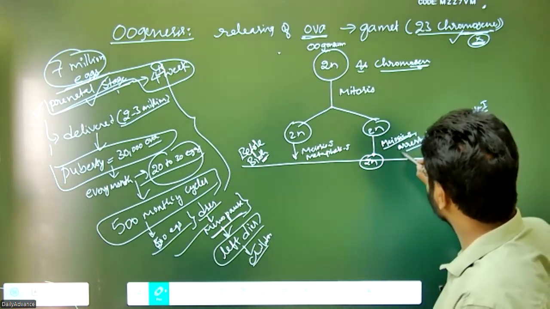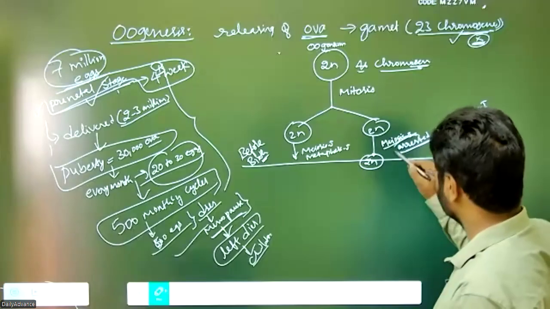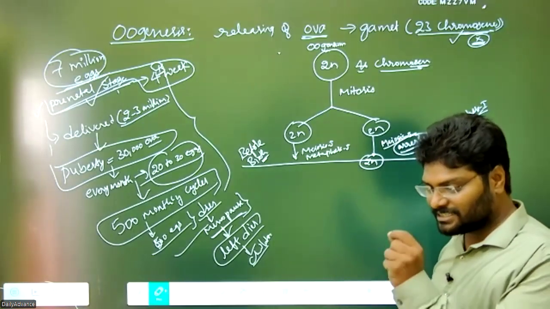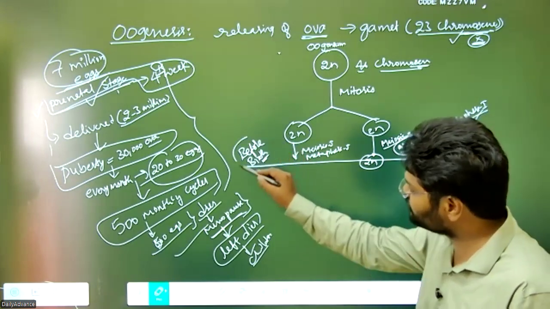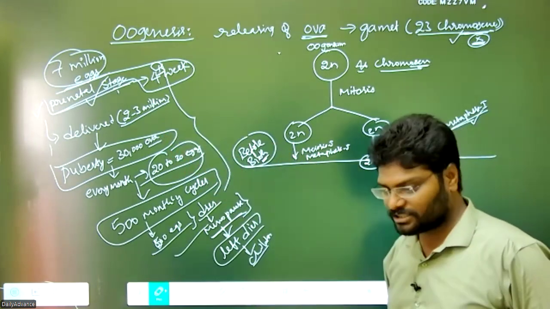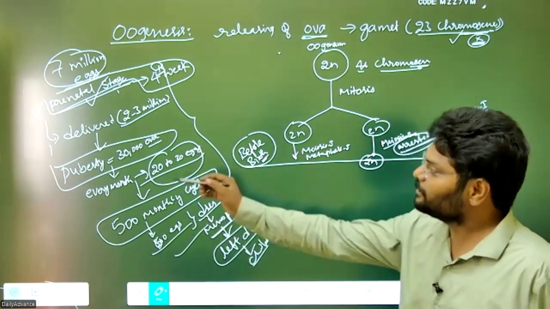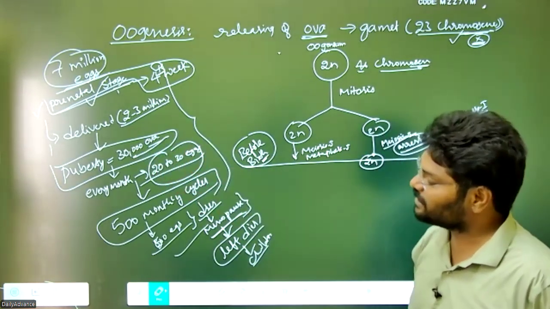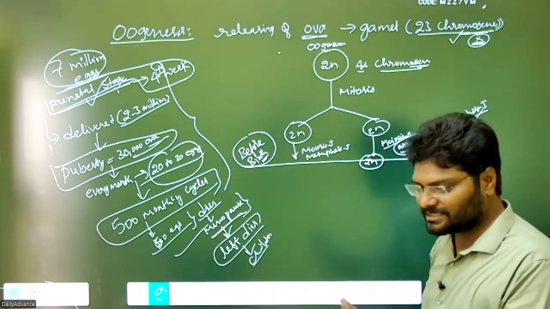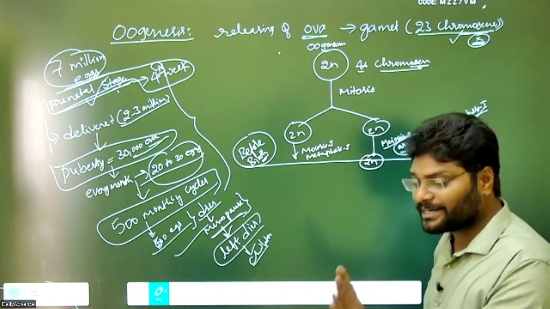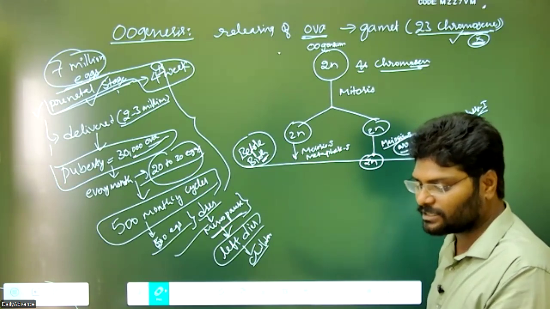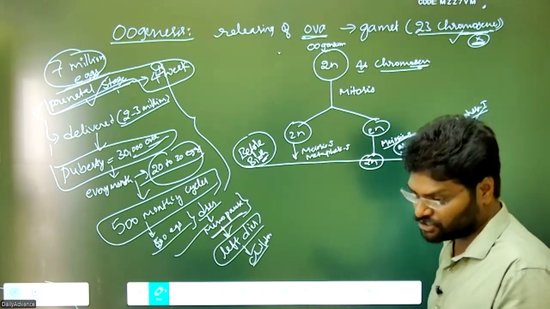So that was the stage where cell division got arrested. Understand? That means every ova, of the 2 to 3 million, or else we can say by the time a woman reaches puberty, she has 30,000 ovas. All these ovas were arrested at meiosis one, metaphase one.